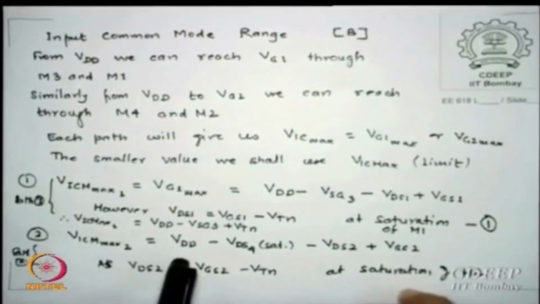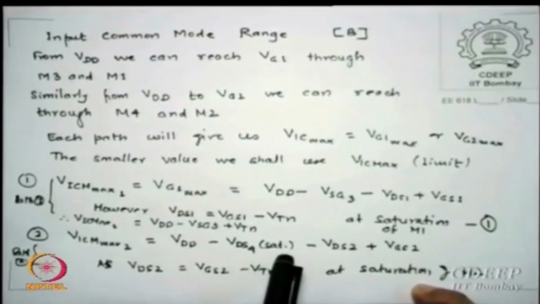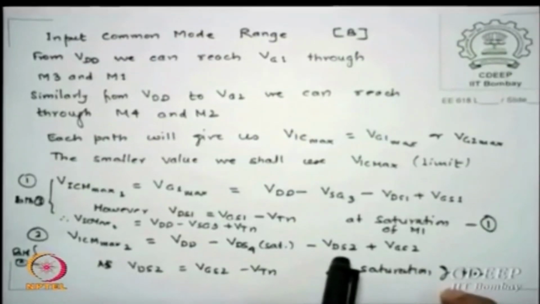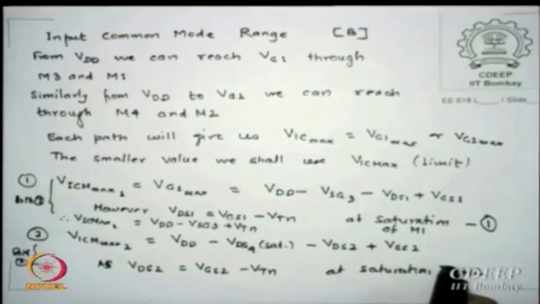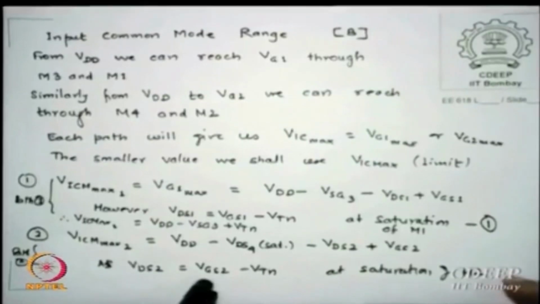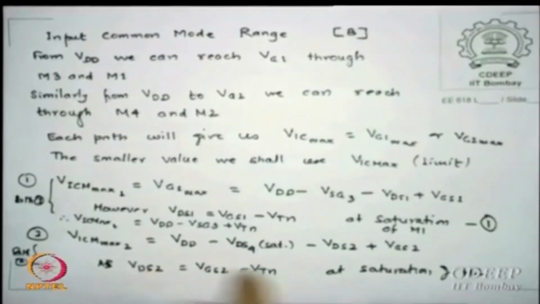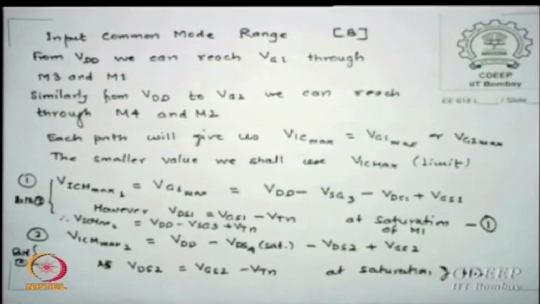VIC maximum 2 is VDD minus VDS4 saturation minus VDS2 plus VGS2. But what is VDS2 at the edge of saturation? VGS2 minus VTN. So substitute this here, is that correct? At the edge of saturation, which is the limiting point, the saturation will go. So that is the value I want, the max I am looking for, so the edge I am looking at.